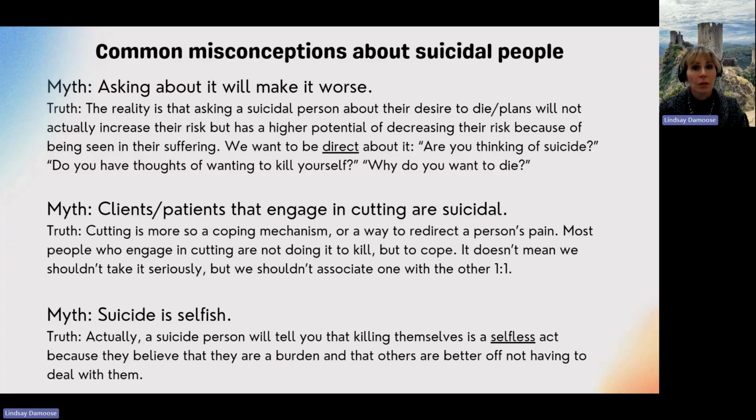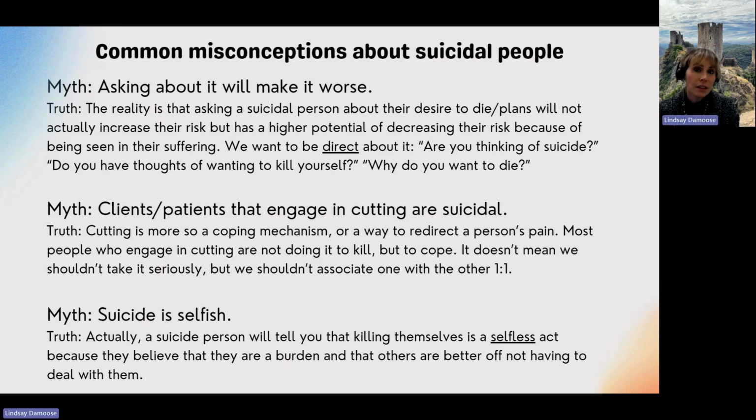Most people are not doing it to kill. I just want you to think about this. They're not doing it to kill, but to cope. Okay. They just don't have the tools and the skills to be able to deal with, at times, such deep-rooted, systemic, historical pain that feels like the only way that I could divert this pain or redirect this pain is to take it out in a different part of my body.